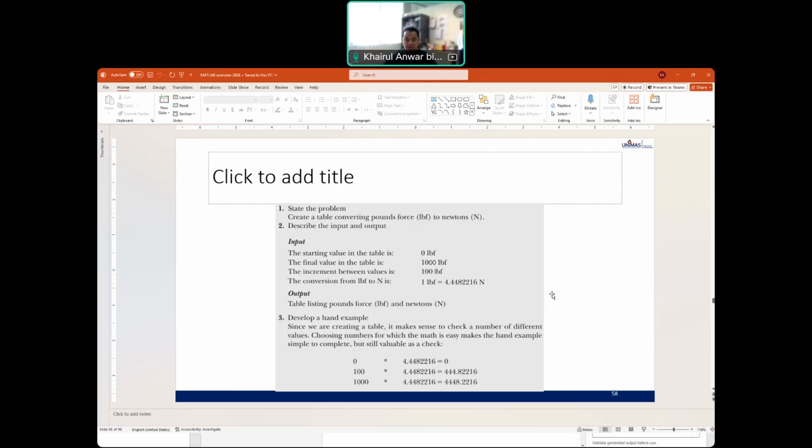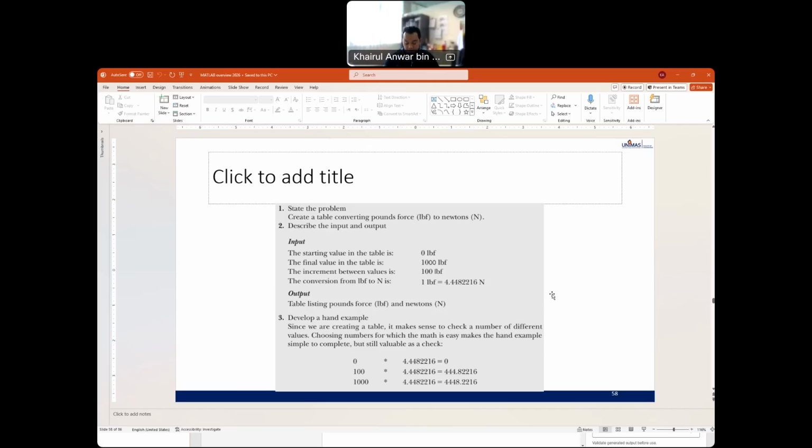So first thing you need to do is identify the problem, or state the problem. So the problem is to create a table that can convert pound force to Newton. Next is to identify the input and output. The input is available in the question. The output is what you want to calculate.